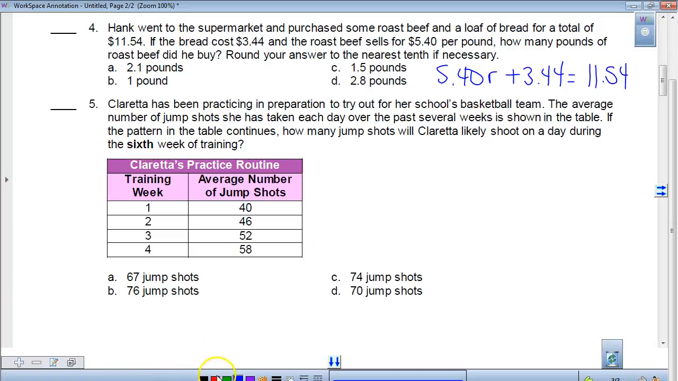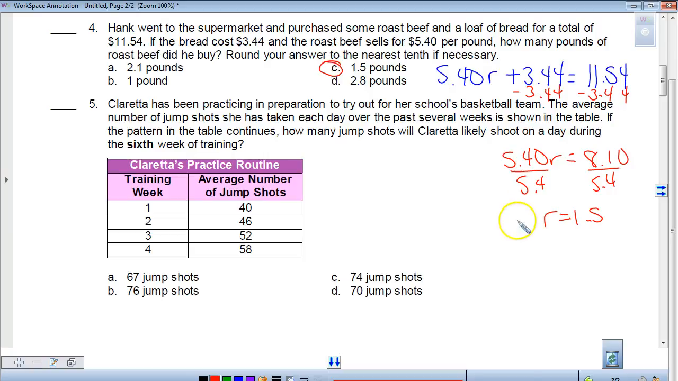So we just have to solve this equation. We would subtract 3.44 from each side. That would give us 5.40R equals 8.10. And then we would divide both sides by 5.40, and we would get that R is equal to 1.5. So he bought 1.5 pounds. That's answer C.